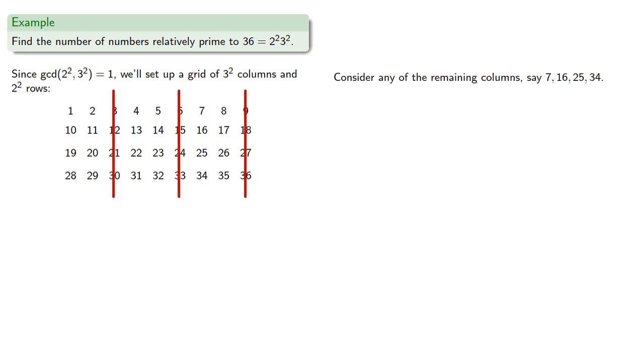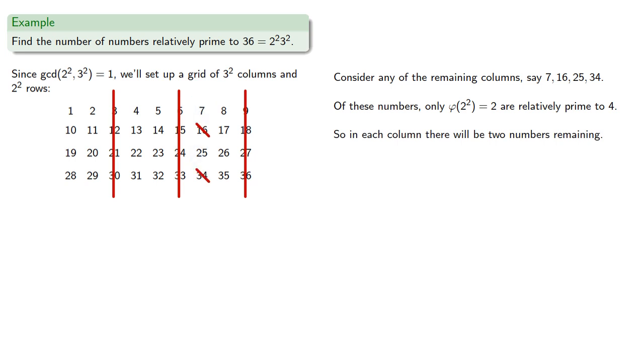Now consider any of the remaining columns, say the column 7, 16, 25, 34. And of these, only 2 are relatively prime to 4. That would be these 2. So in each column, there will be 2 numbers remaining. Now, without actually looking at the columns, we won't know which numbers are remaining, but we do know that only 2 will be left over. And because this is a concrete example, let's go ahead and find those.